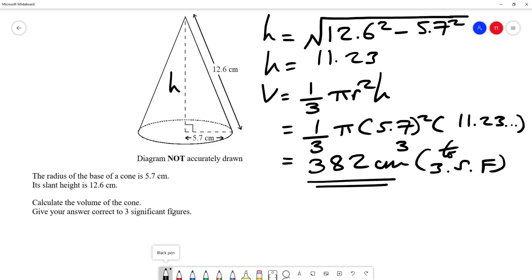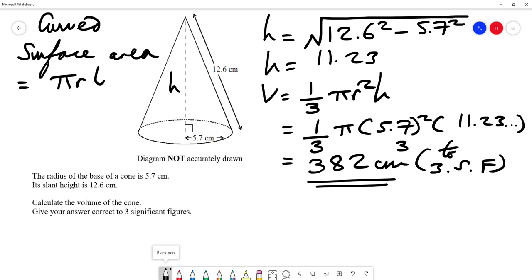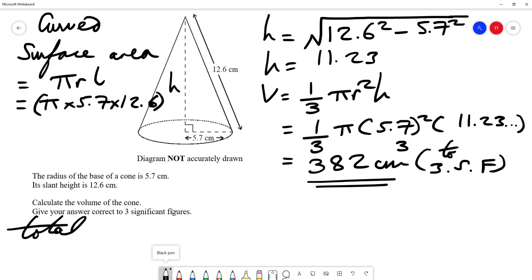If they asked for the curved surface area, the curved surface area is pi r L, where L is the slanted height. So in our case, it's pi times 5.7 times 12.6. They could also ask for the total area. So the total area will include the base, which is a circle. So it's pi r squared plus pi r L, the curved surface area.